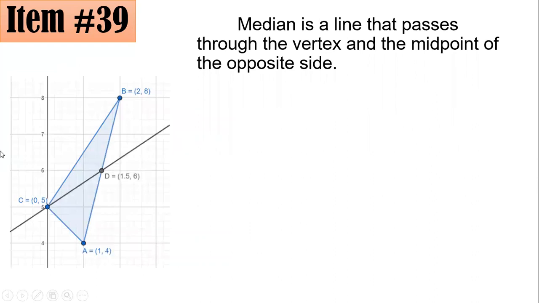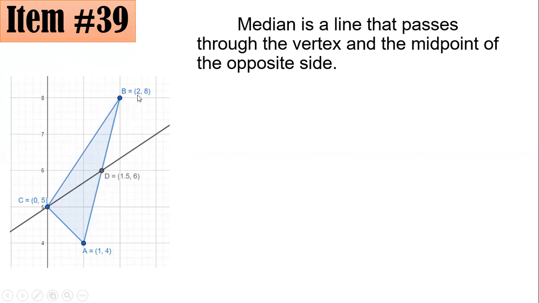So if I have here A, B, and C, and I'm looking for the median through C, then it should pass through C with coordinates (0, 5) and the midpoint of this BA here. And I designated the midpoint as D with coordinates (1.5, 6). And how is that true? By using the midpoint formula.